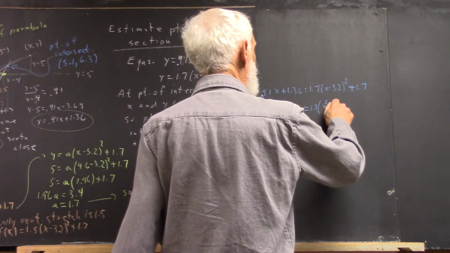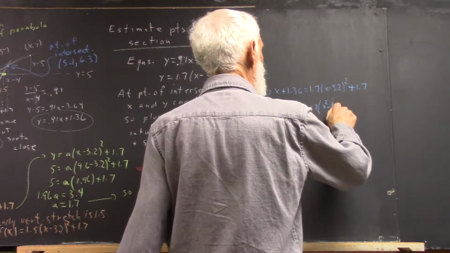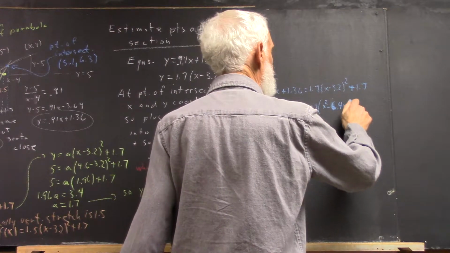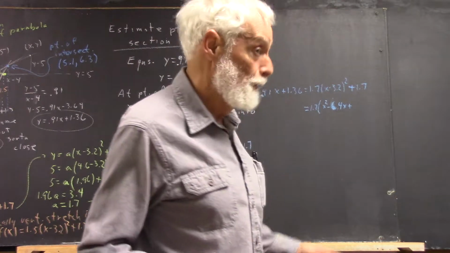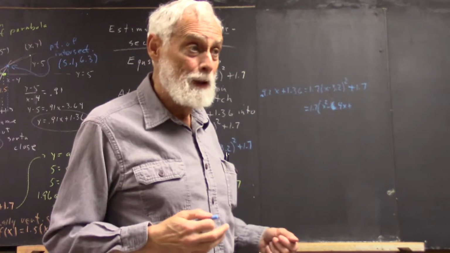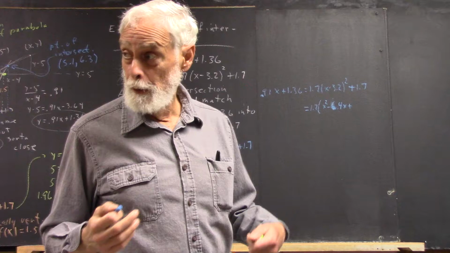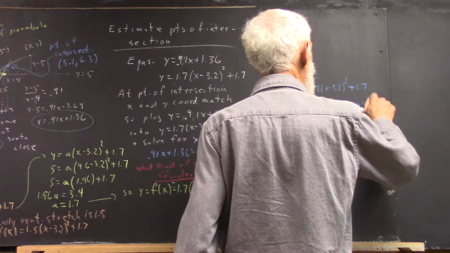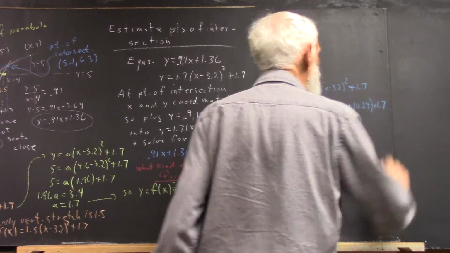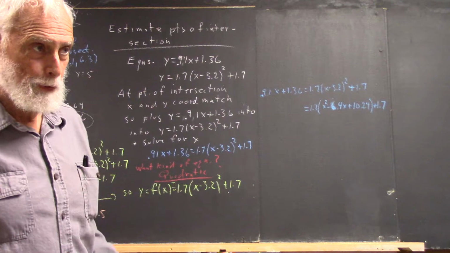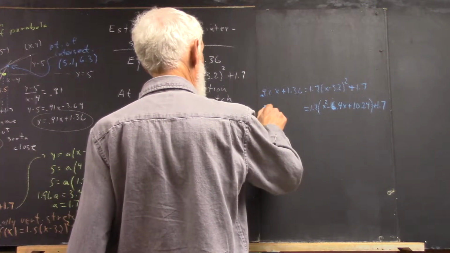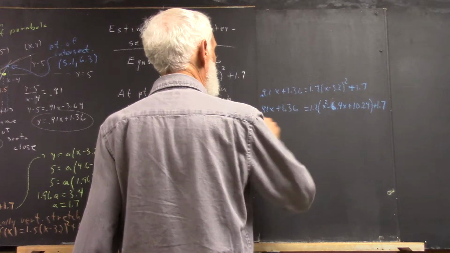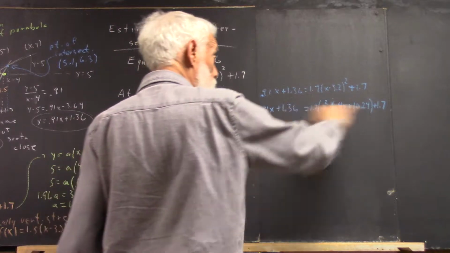Now, I'm not going to write out the details because I know you know how to do that. We're going to get x squared minus 6.4x plus 3.2 squared, by the distributive law, is 9 plus 0.4 times 3, which is 1.2, plus 0.04, which is 10.24. If I did that right, and if I didn't, you can always fix it for me. Okay? So we have 0.91x plus 1.36 equals this mess.